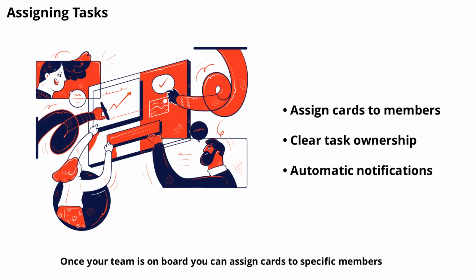Once your team is on board, you can assign cards to specific members. Simply open a card and select the member you want to assign. This makes it clear who is responsible for each task and helps prevent confusion. Assigned members will receive notifications, keeping everyone accountable and informed.